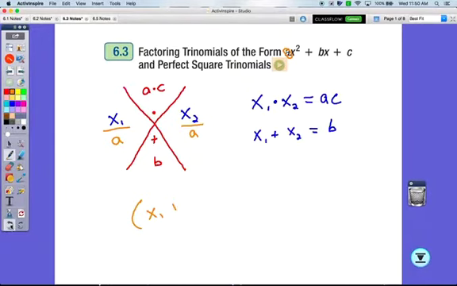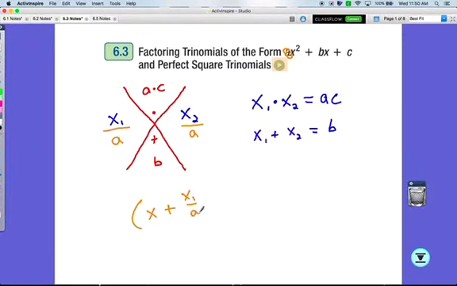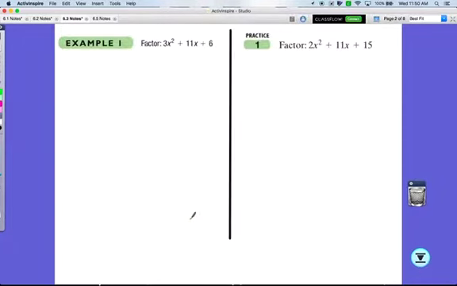You'll have it factored into x plus X1 divided by A, and x plus X2 divided by A. Sometimes if those are fractions, the denominator comes out front. We'll see that when we do the problem.